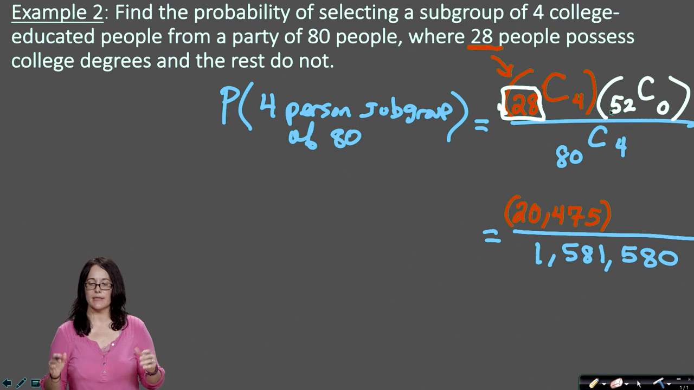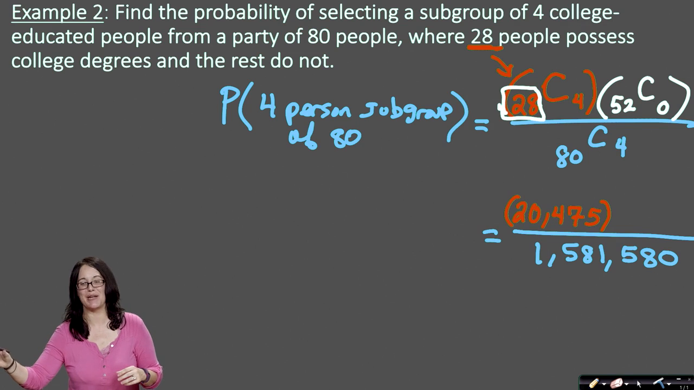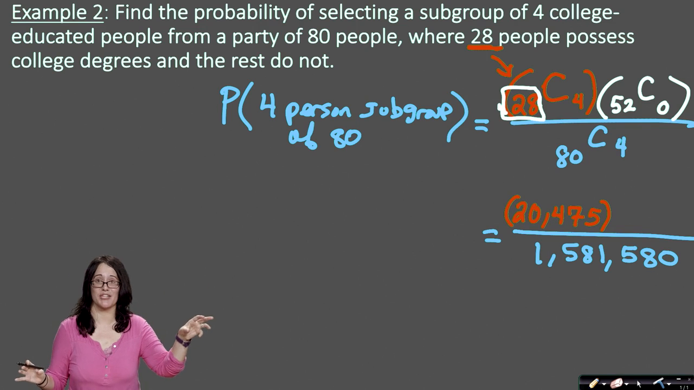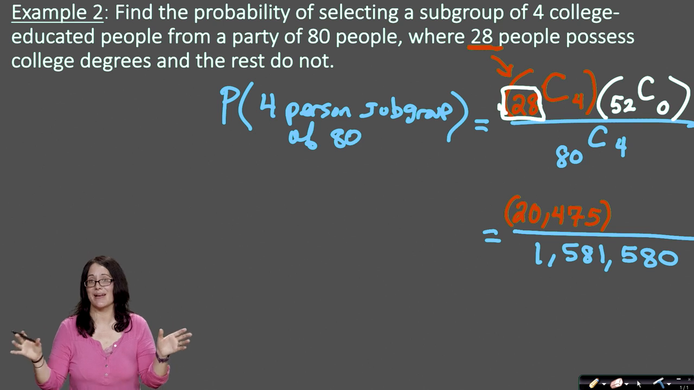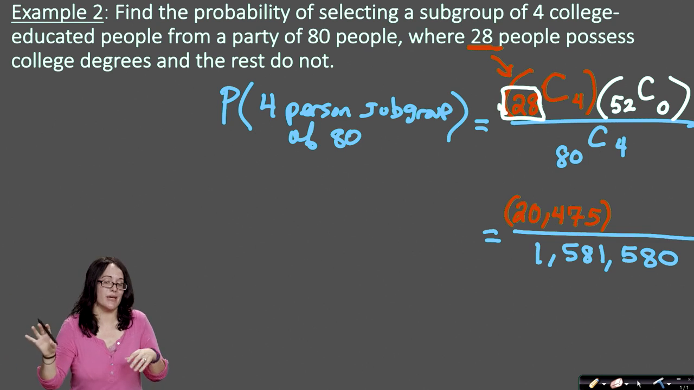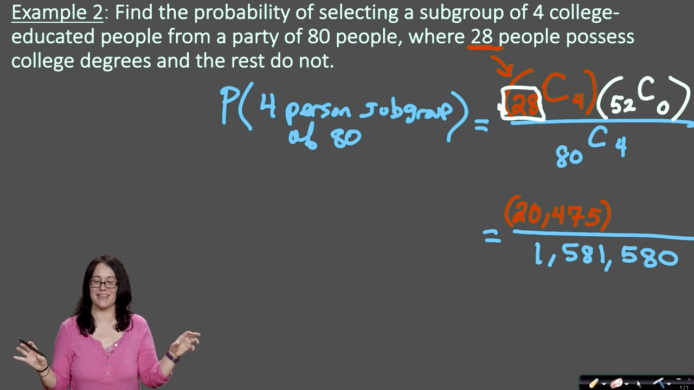On the one hand, in some examples coming up, especially in your homework, we want to take maybe 3 people from the college-educated group, but 1 person from the non-college-educated group. So it would be important to know how to set that up. 28 choose 3, 52 choose 1. Something like that would happen there.